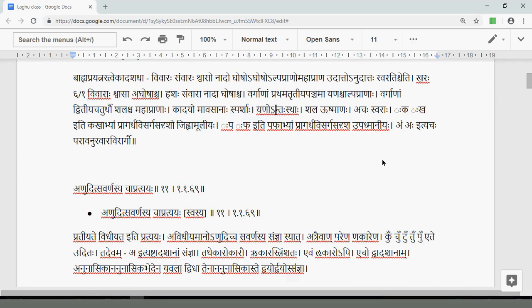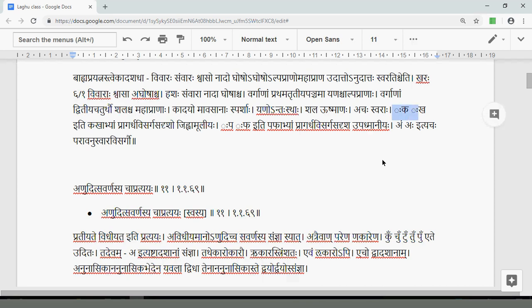What are antastaha? We have seen antastha. The sutra vritti itself says, yano antastaha. Yan is antastha: ya, va, ra, la, the semi-vowels are called antastaha. Shalaha ushmanaha: shal, that is sha, sha, sa and ha, these are ushmanaha. Achaswaraha: ach, the vowels, are swaraha. Their categorization is swara, that is ach, vowels.